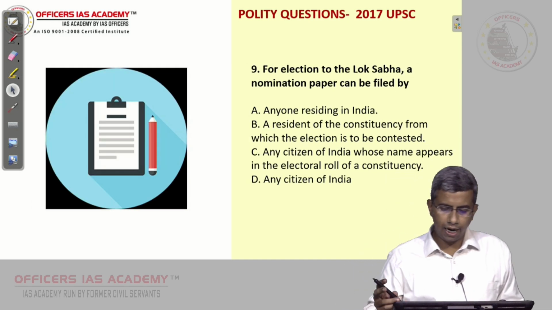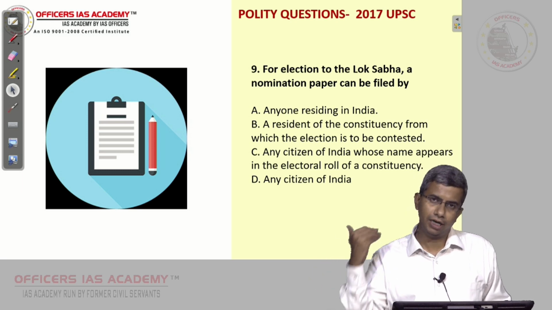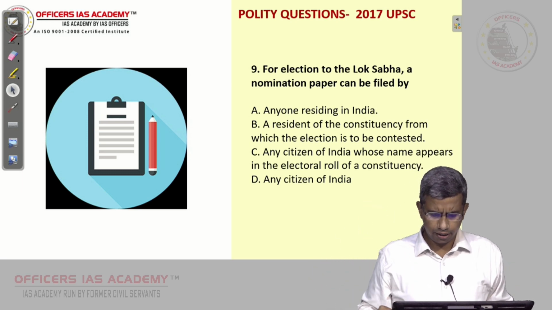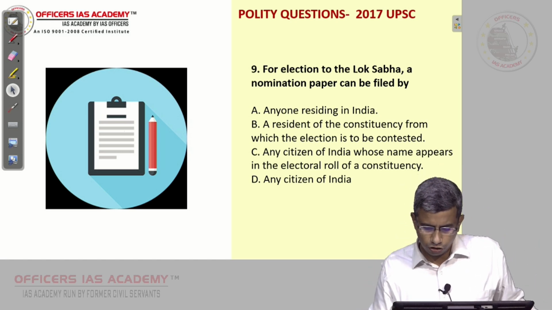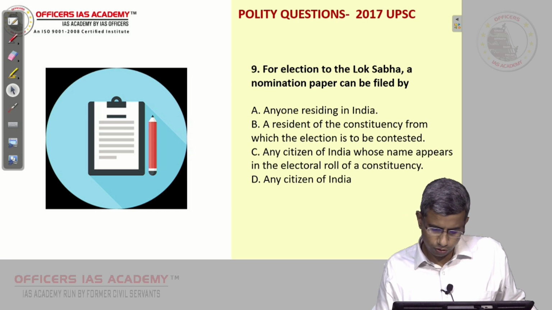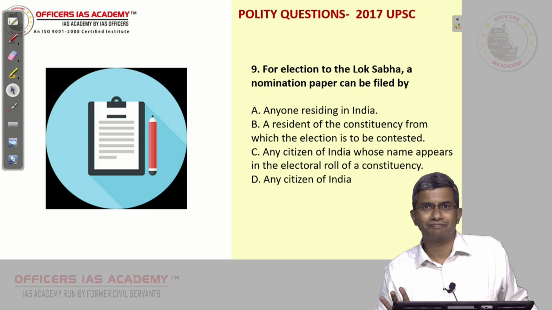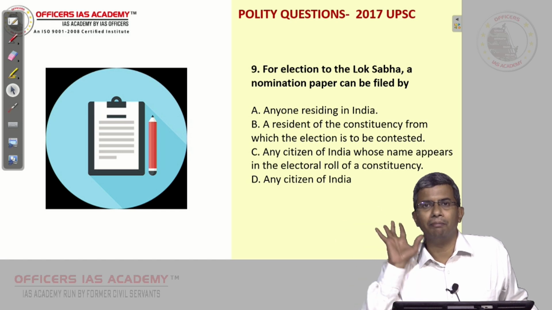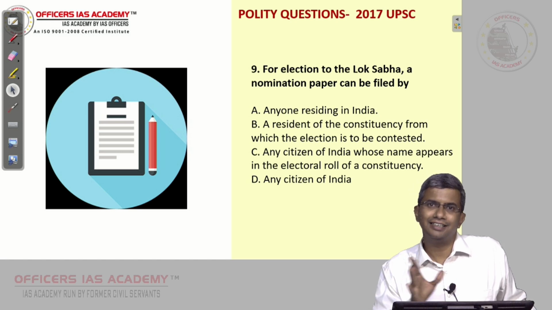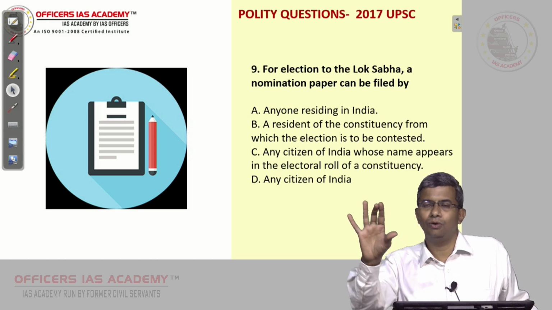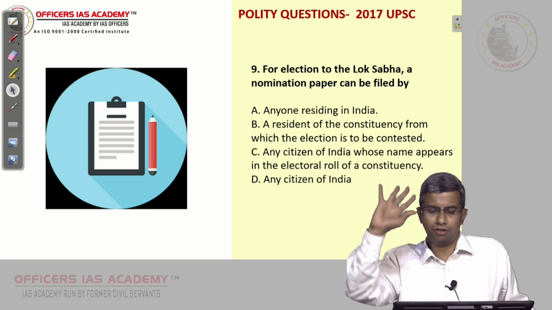For election to the Lok Sabha, a nomination paper can be filed. Again, 4 statements, quickly read all of them and then arrive at your answer. Anyone residing in India, a resident of the constituency from which the election is to be contested, any citizen of India whose name appears in the electoral roll of a constituency, and any citizen of India. So now basically this is the qualification for being a member. That is the question. They have asked it in a different way. For filing a Lok Sabha nomination, who can file? Qualification for being a member: citizen of India.